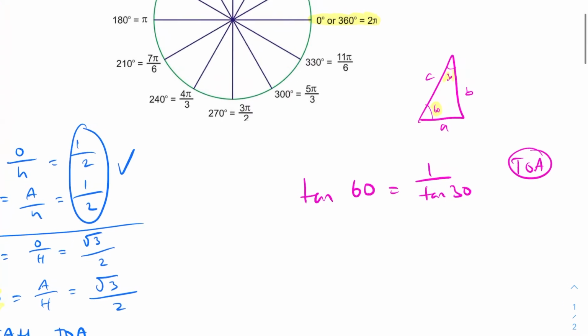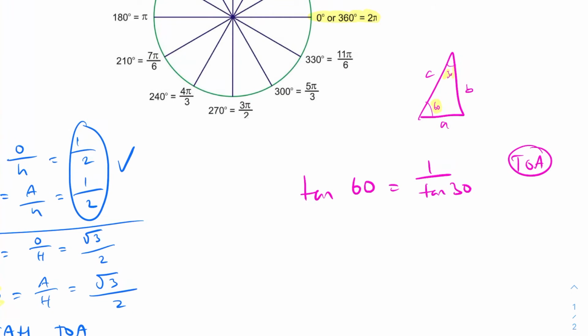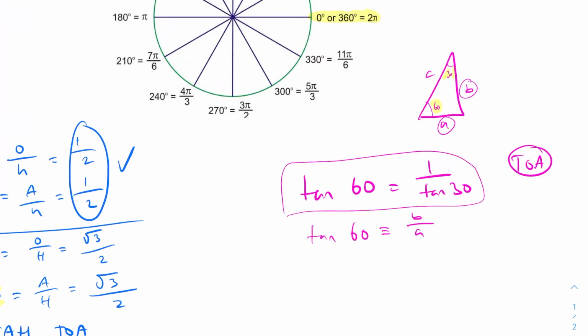So we can say that tan 60 is, remember, SOHCAHTOA, opposite over adjacent. So the opposite of the angle 60 is B, right? And the adjacent is A. So tan 60 is the same as saying B over A, right? And then the author's saying here that this is equal to 1 over tan 30.